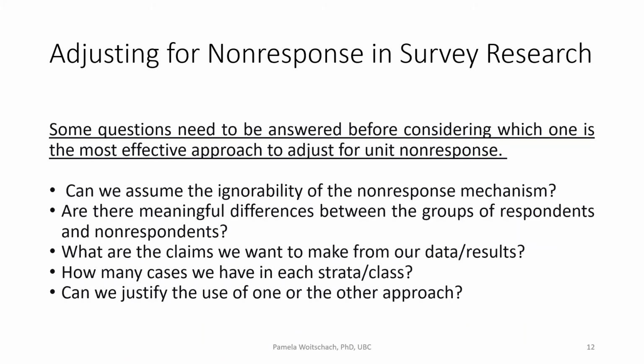Well, we know that in the presence of unit non-response, we want to adjust for non-response. So up until now, we have learned that imputation and weighting are common approaches to adjust for non-response. However, how can we decide which general approach to use, and once selected, which tool to apply? To address this, some questions should be answered before considering which one is the most effective approach.